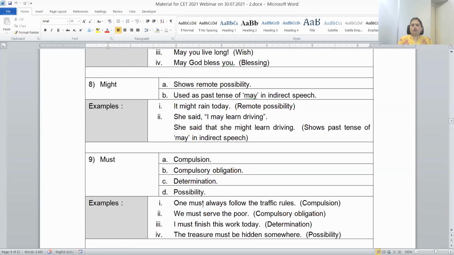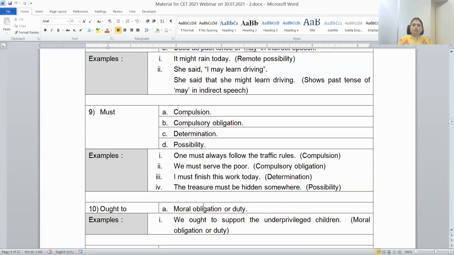Must. Children, must, of course, the word tells you compulsion. You have to do it. Compulsory obligation. Children, sometimes there are some moral duties or obligations which are compulsory and you should do them. Determination and possibility. Let's look at the examples. One must always follow the traffic rules. Yes. If you do not follow the traffic rules, obviously you are going to be penalized, going to be punished. So there are no two ways about this. Compulsorily you have to do it.